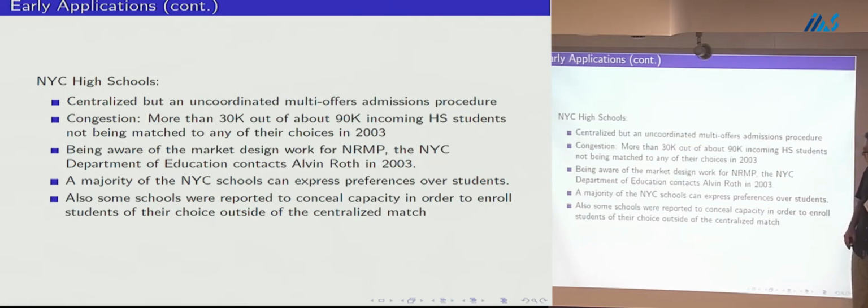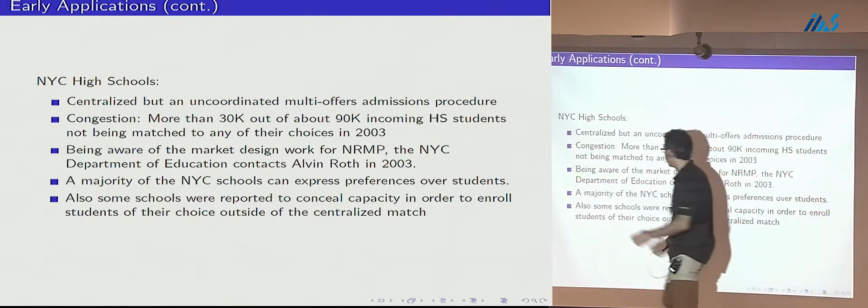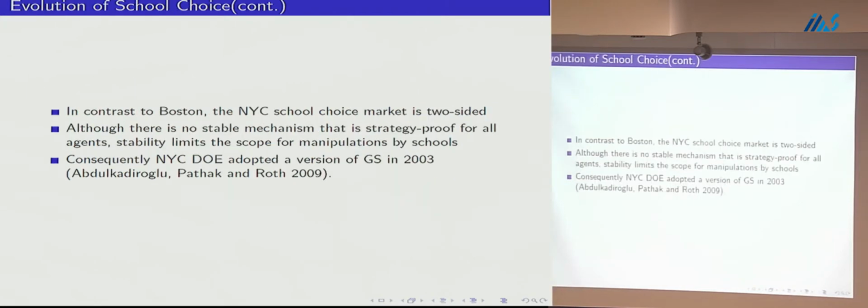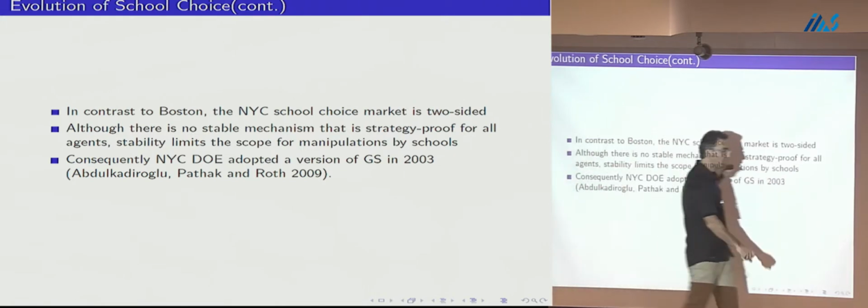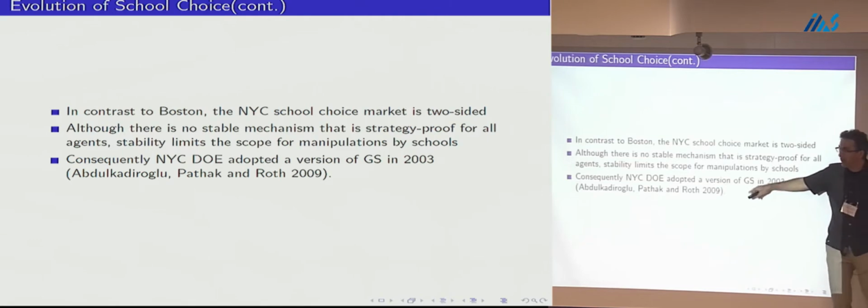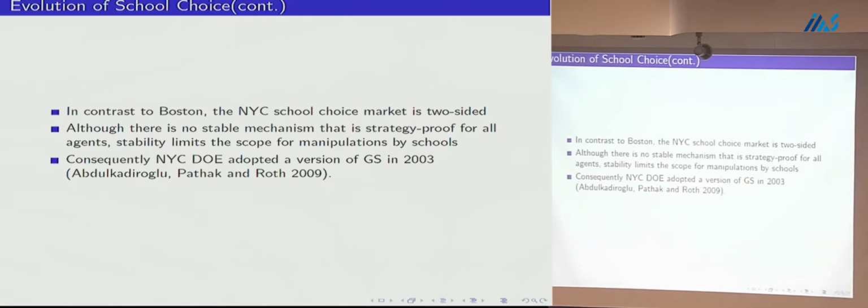Then we consulted them with the design, and the major difference between New York and Boston was that in New York City, some schools are strategic agents. They actually express preferences over students. And some schools were reported to conceal capacity in order to be able to enroll students outside of the centralized match. Given these concerns, New York City was actually a two-sided matching, and that is why the choice was kind of obvious in New York City.